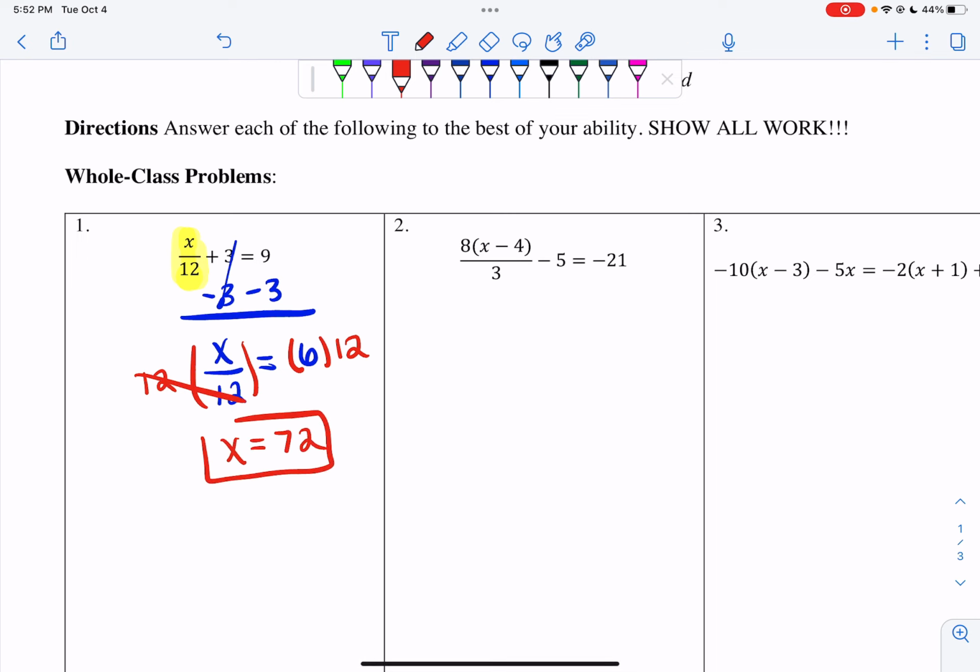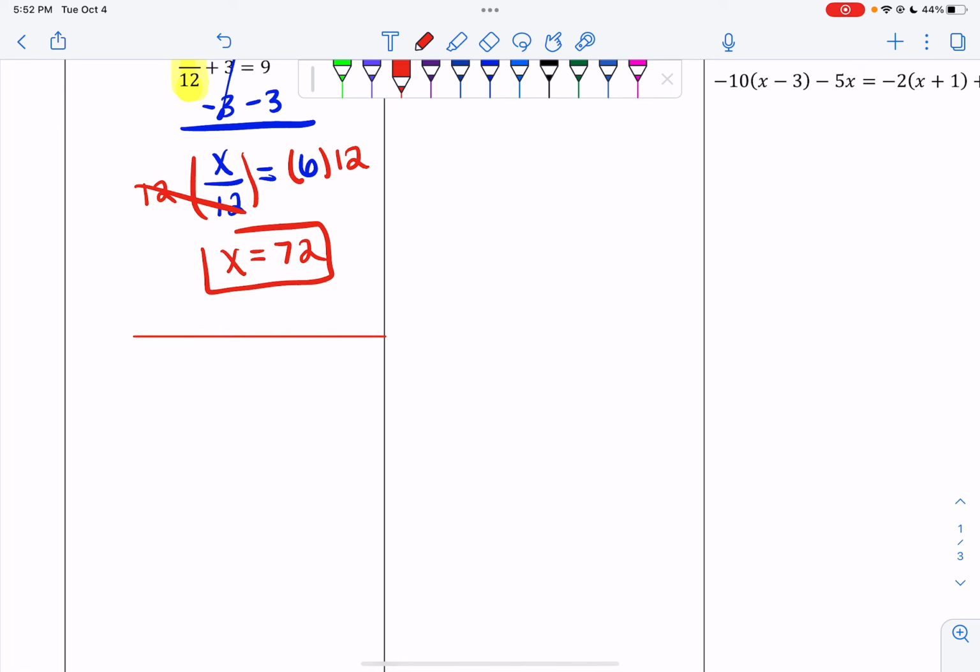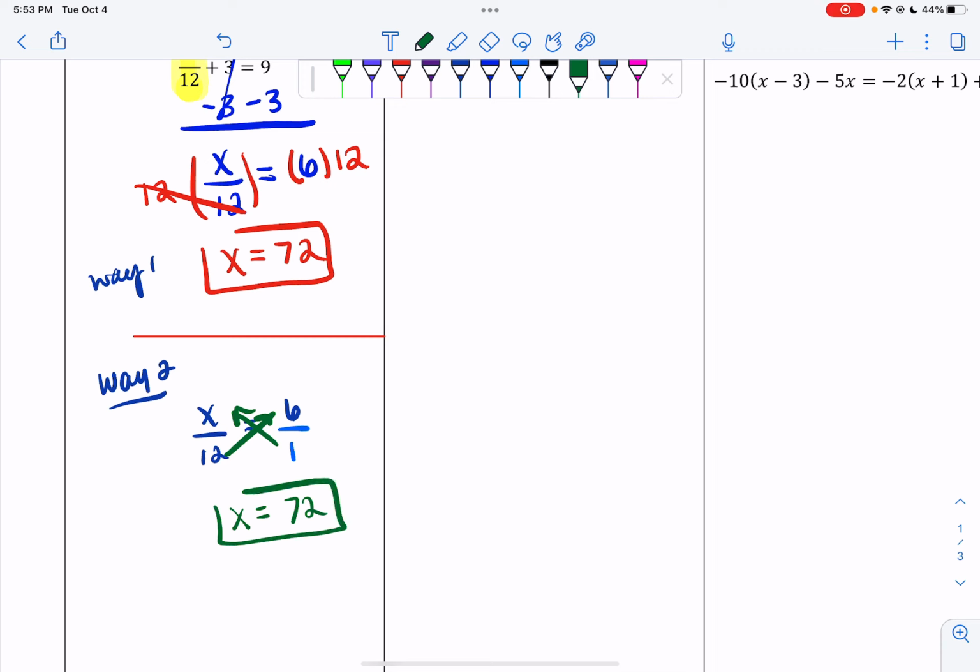Now, if you didn't want to do it that way, there's another way you could have done it. So this is way 1. Here's way 2. If you have x divided by 12 equals 6, that 6 is really over 1. I believe it was Helen who mentioned it. I can cross multiply, and I get x is equal to 72. So I still get the exact same answer, just a different method.